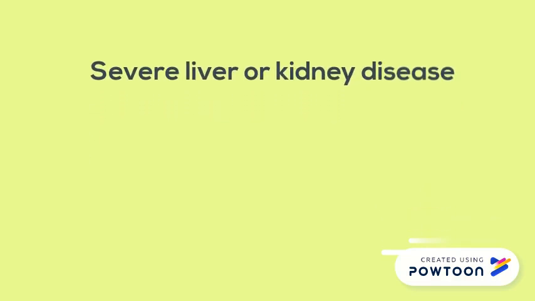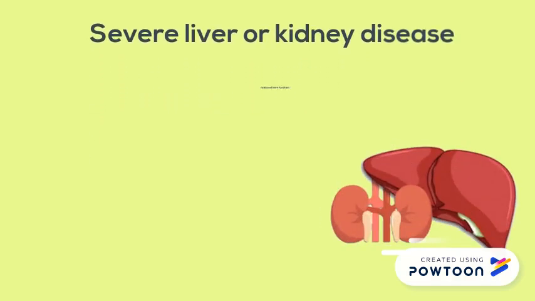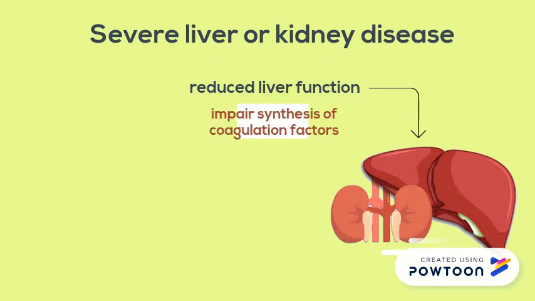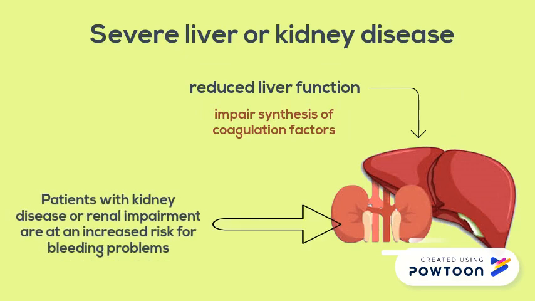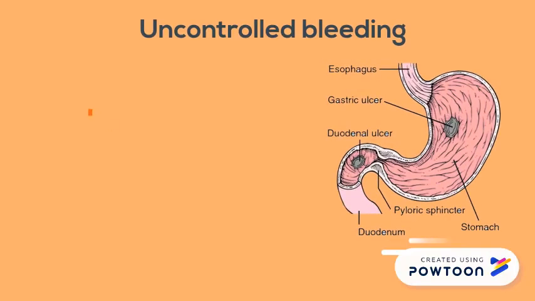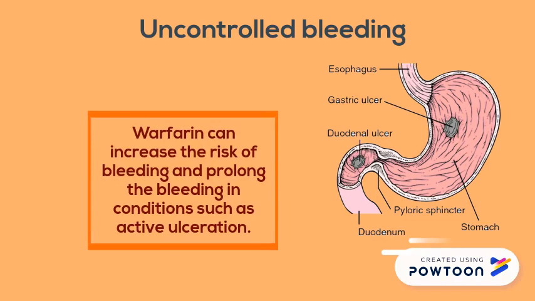Severe liver or kidney disease. Patients with liver disease have reduced liver function and may have impaired synthesis of coagulation factors, leading to increased warfarin sensitivity. Patients with kidney disease or renal impairment are at an increased risk for bleeding problems due to excessive anticoagulation and hematuria. Uncontrolled bleeding. Warfarin can increase the risk of bleeding and prolong the bleeding in conditions such as active ulceration.